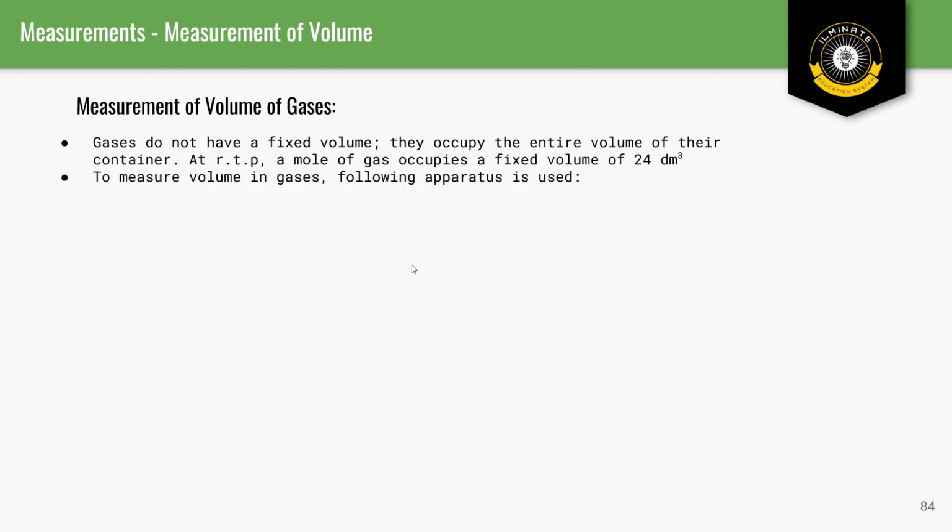So, as we know that the volume of gases is not fixed, in order to measure the amount of volume, we use a constant which says that a single mole of gas occupies a fixed volume of 24 decimeters cubed. No matter what gas that is, whether it's neon, xenon, argon, nitrogen, oxygen, whatever gas that is, if there's one mole of that gas, it will always occupy 24 decimeters cubed.